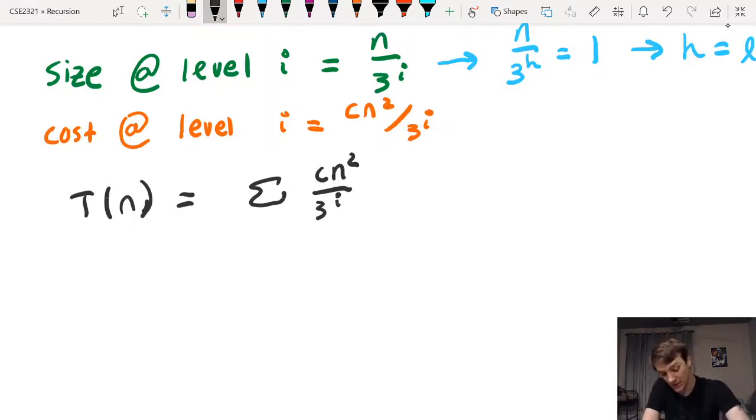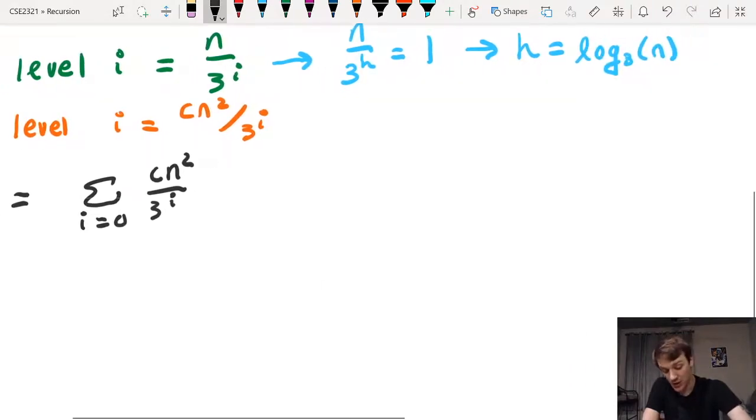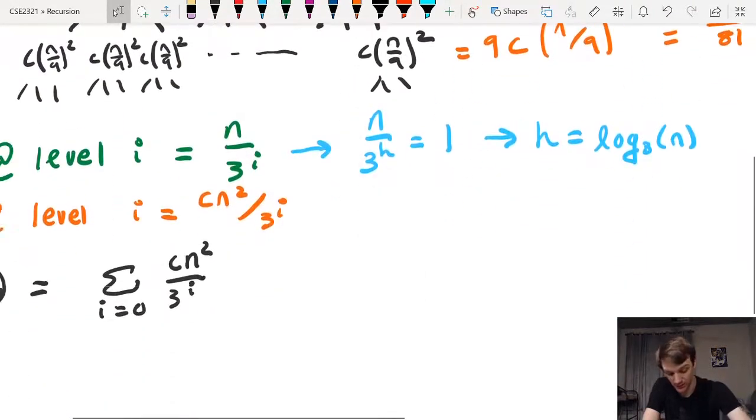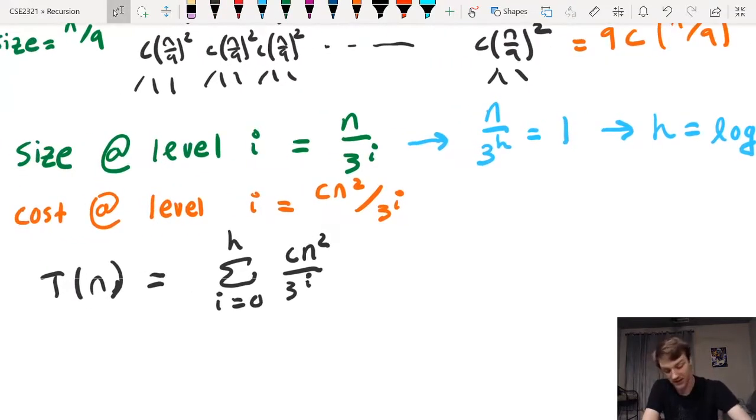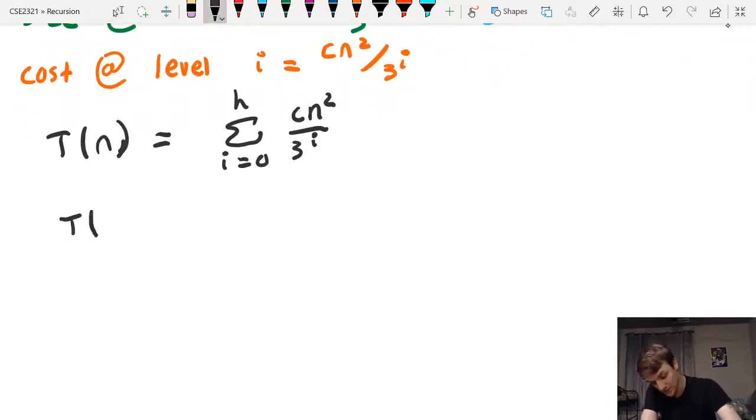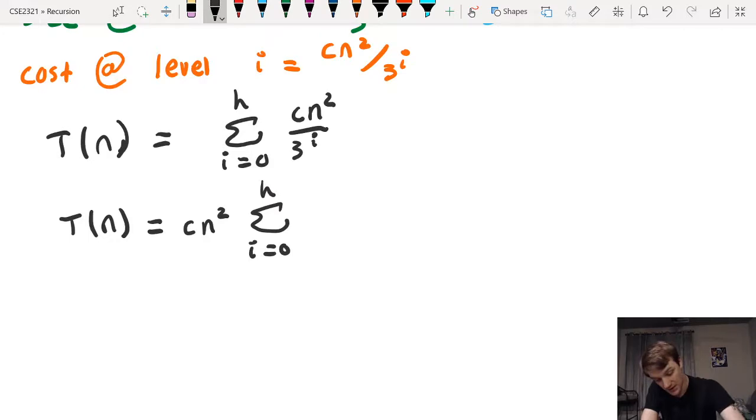What are my values for i? Well, i starts at 0. Why? Well, if I look up at the cost of the base of the tree, that's cn squared. That seems to check out. And then it goes until the height of the tree, which should be h, sorry, for the height of the tree. And I know what h is. So let's analyze the summation. T of n is equal to, I'm going to factor out the cn squared. We have the sum from i equals 0 to h of 1 over 3 to the i.